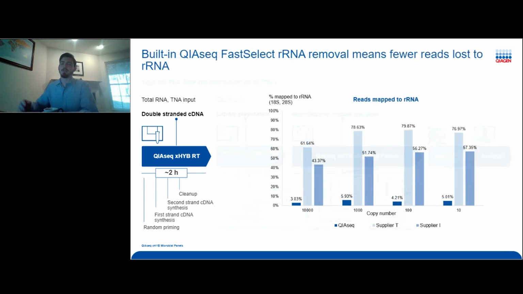So as I mentioned, in our reverse transcription kit here, we have built in our QIAseq Fast Select technology, which means that you lose significantly fewer reads to ribosomal RNA, which plagues a lot of our competitor products. You can see in this slide here that the QIAseq X-Hive kit results in a mere fraction of the reads lost to ribosomal RNA as compared to supplier T and supplier I. And what that means is downstream, you get significantly more unique mapped reads to target, which I will highlight in just a few slides.